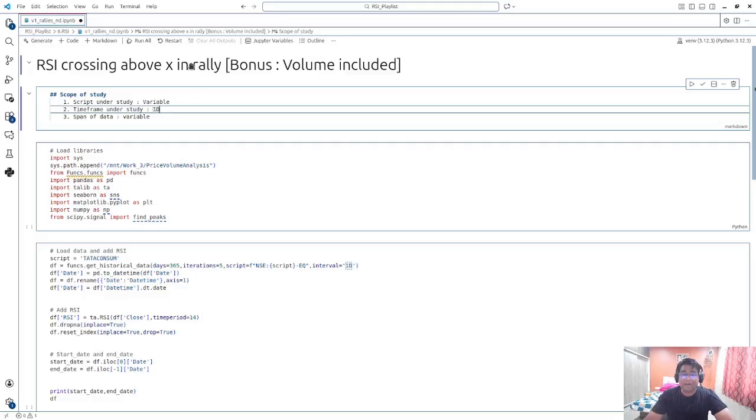And mind you, this is only for rallies. This is not for corrections, only crossing aboves or crossovers. Right now we will be analyzing only crossing aboves. We will not be analyzing crossing belows. That we will do in the next video.